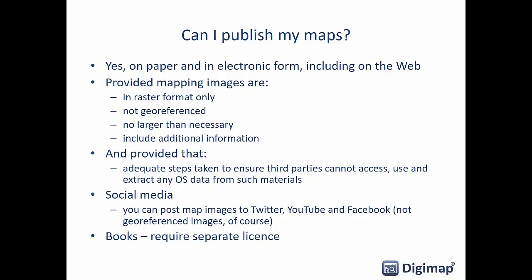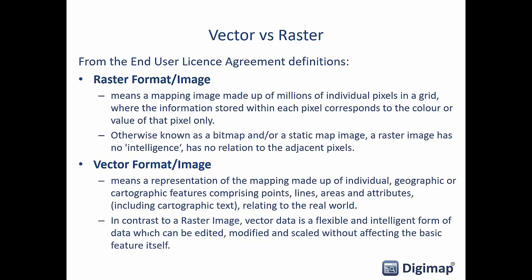Social media is a bit of a grey area. You can now post map images to Twitter and YouTube and Facebook, but of course they mustn't be georeferenced. However, if you want to publish a map image in a book, they require a separate license, because this is our understanding, that books incur a royalty payment, and of course OS want the royalty for however many copies of the book that you might sell.